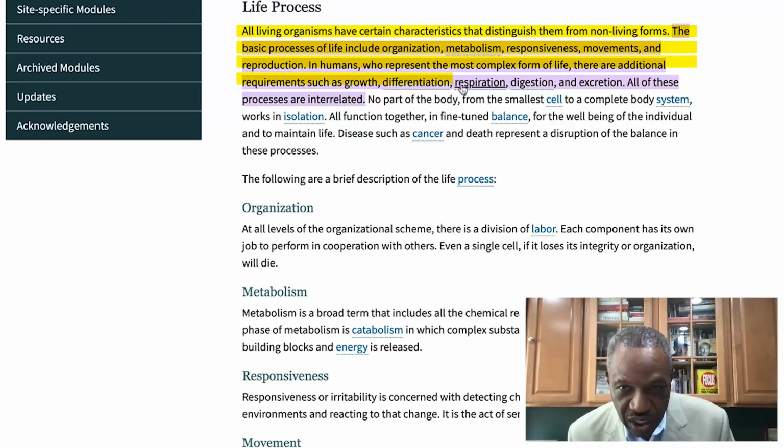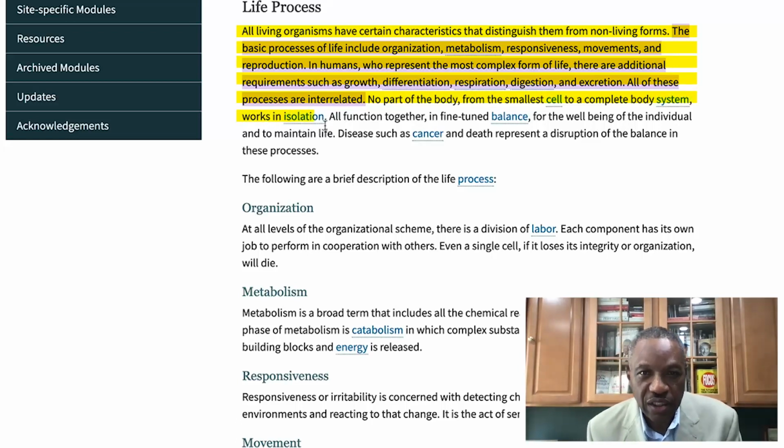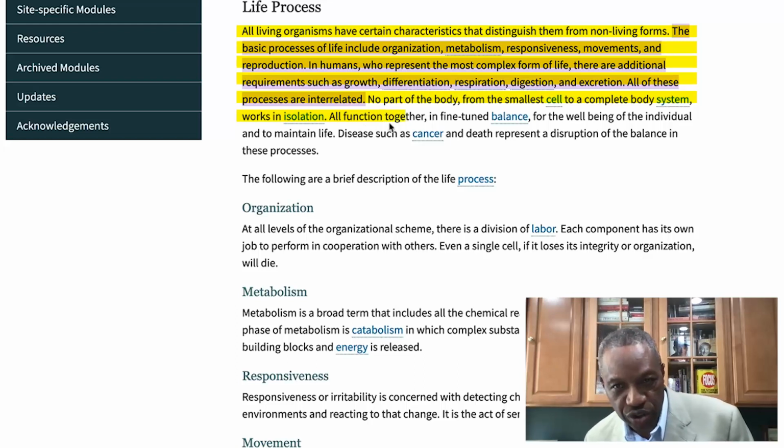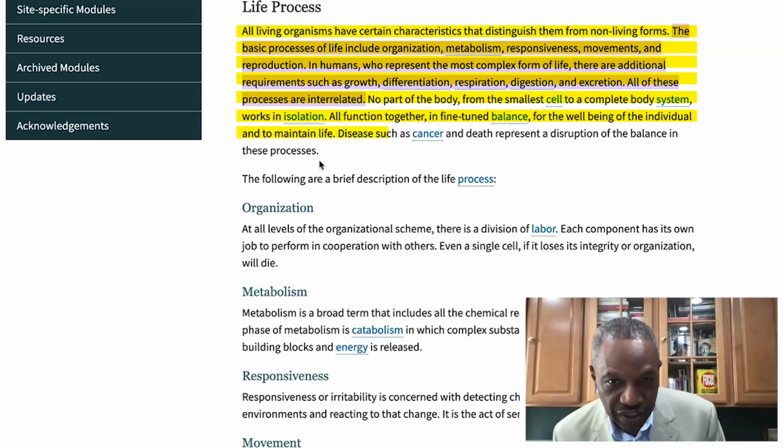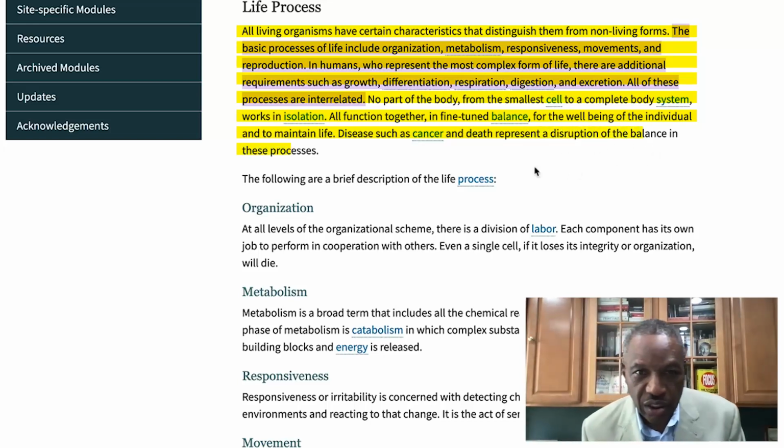differentiation, respiration, digestion, and excretion. All of these processes, they are what? They are integrated. No part of the body, from the smallest cell to a complete body system, works what? In isolation. All function together in fine-tuned balance for the well-being of the individual and to maintain what? Life. Diseases such as cancer and death require a disruption of the balance in these processes.